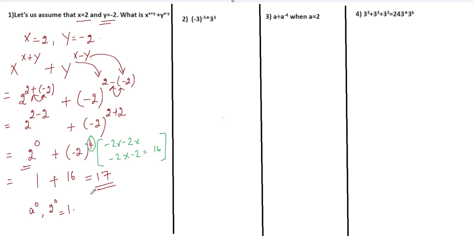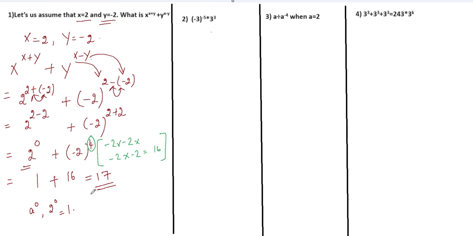So here we have just taken an assumption of x as 2 and y as minus 2 and we have solved this problem. I hope it is clear. Now let's go to the second one. Minus 3 power minus 5 into 3 power 3.